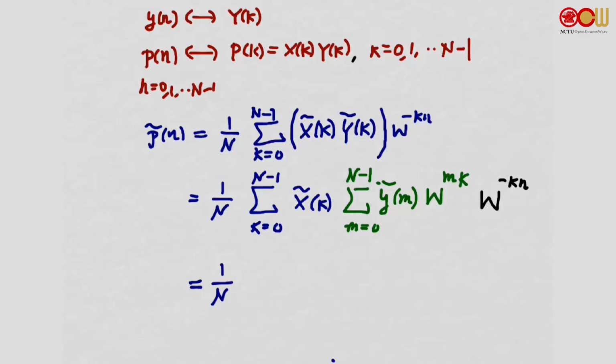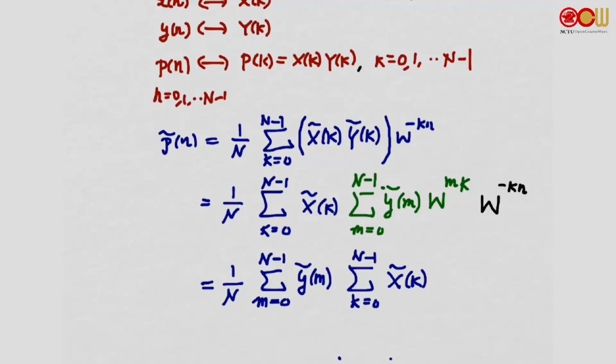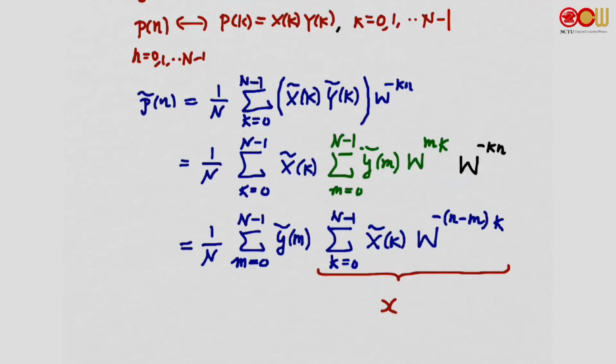So we have two summations, and we can interchange the order of these two summations. First we can have the summation over m of y tilde m, and the other summation is the k summation. We have x tilde k, and we can combine the two W terms together. We have W to the minus (n minus m) times k. What does this look like? Does it look like DFT? This expression here looks like DFT, right? But with the slight modification that this is n minus m. So this is x tilde n minus m. This is the IDFT, and we also need this term here together.